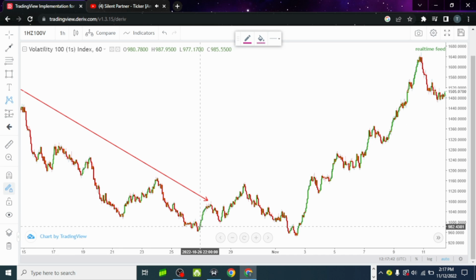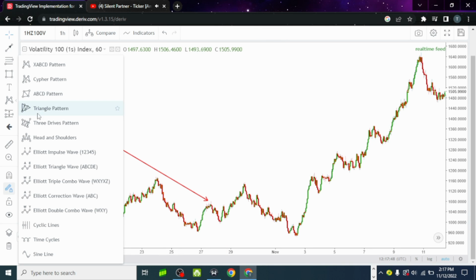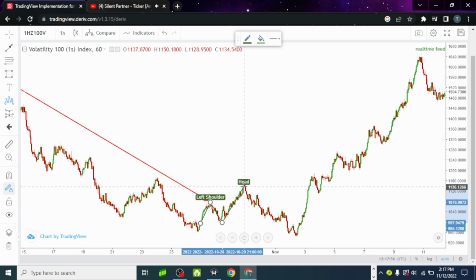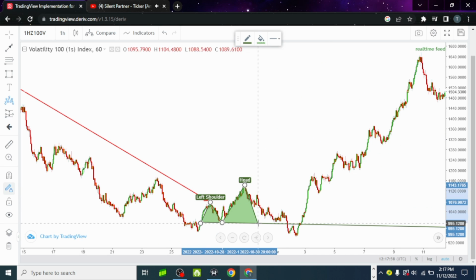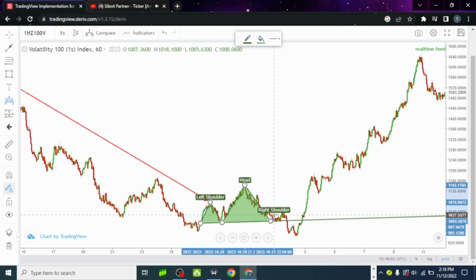If you are also seeing this here, then you are the best trader, as you can see here. Let me find the head and shoulder pattern. This is my left shoulder, as you can see here, and of course I've got the head here, and now I need to highlight the right shoulder.